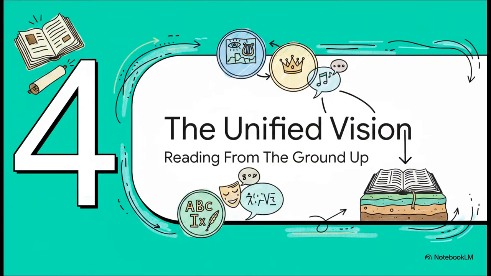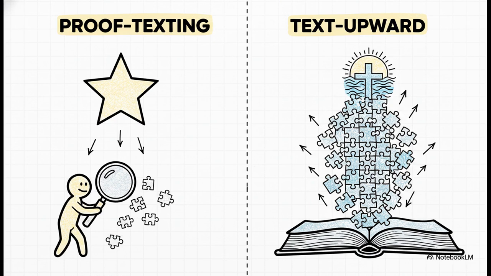Okay, so when you put all three of these pillars together, the foreign context, the literary forms, and the meaning of the words, it really does change everything about how you approach the text. It's a whole new way of seeing things. You shift from what's called proof texting, where you start with a belief and then go hunting for verses to back it up, to something completely different. You start with the text itself, reading it carefully, and you let the big, deep, theological patterns and ideas just emerge from the ground up.